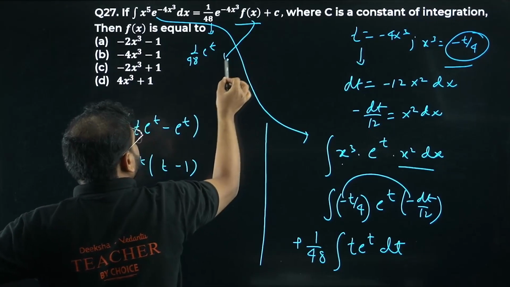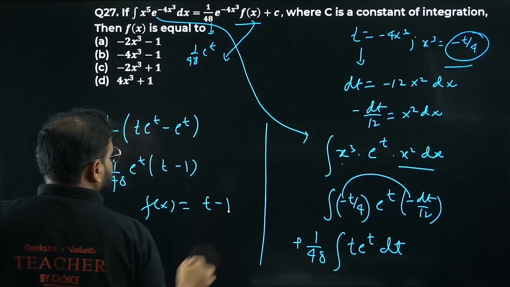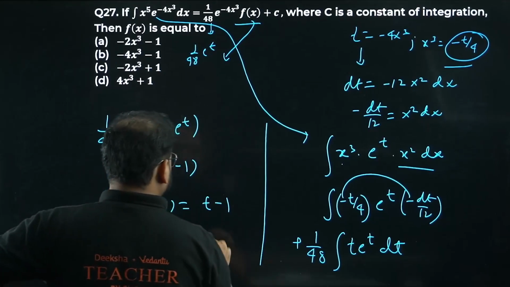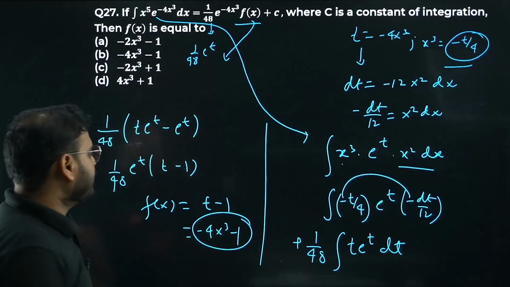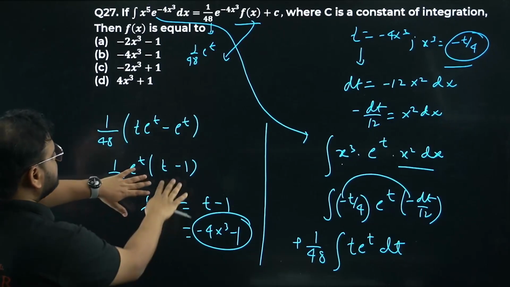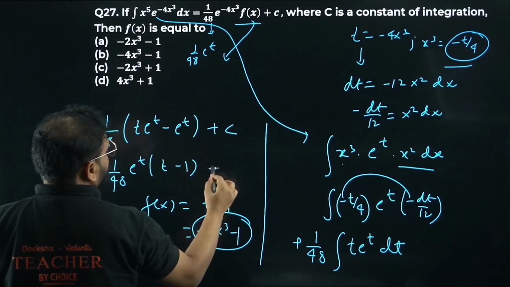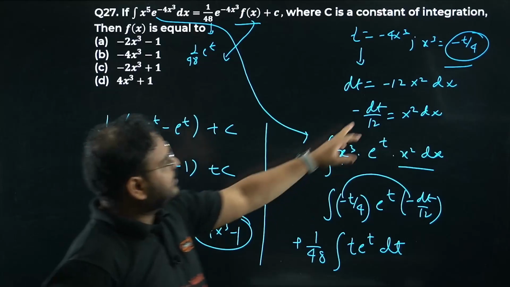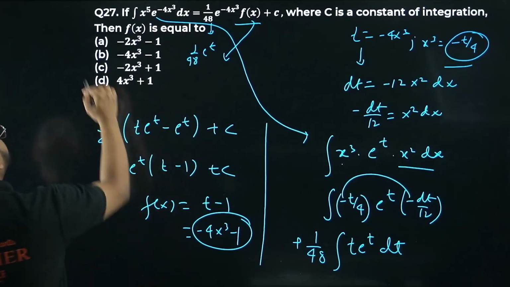This value is f(x). So basically f(x) is nothing but t minus 1. What is the value of t? Value of t is minus 4x cube. Minus 4x cube minus 1. Compare here. This t minus 1 is same as f(x), right? Of course, there's a plus c over here. So t minus 1 is nothing but f(x). T is nothing but minus 4x cube. Answer will be minus 4x cube minus 1. Option B is correct.